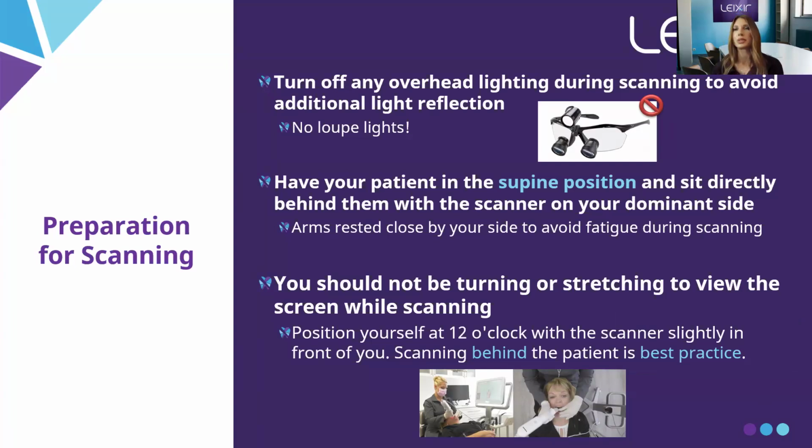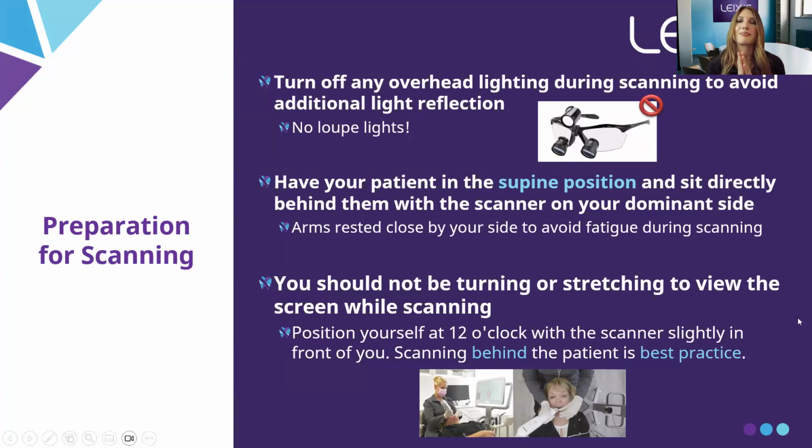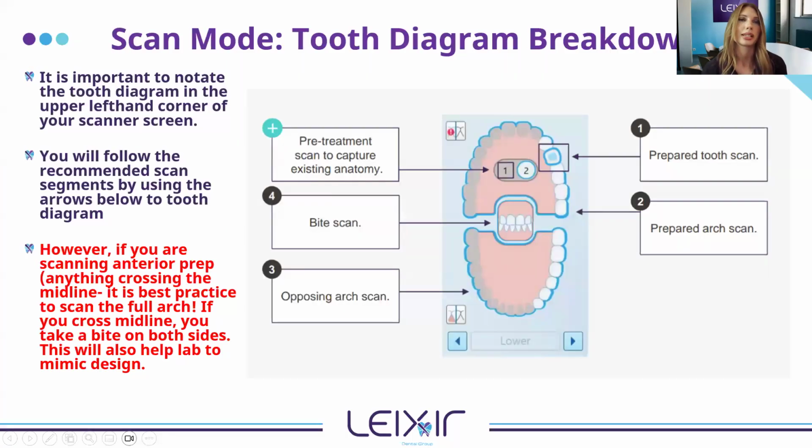And then also having good ergonomics, don't kill your back and your neck. So I like to sit in the 12 o'clock position, having the patient laying all the way back. I have the scanner in front of me, so I'm not twisting around looking at the screen as I'm scanning, because you do want to get in a good habit. If you're newer to scanning, you want to make sure that you're looking at the scanner, not in the mouth as you're scanning. Okay, so just some tips there for when you're preparing to scan.